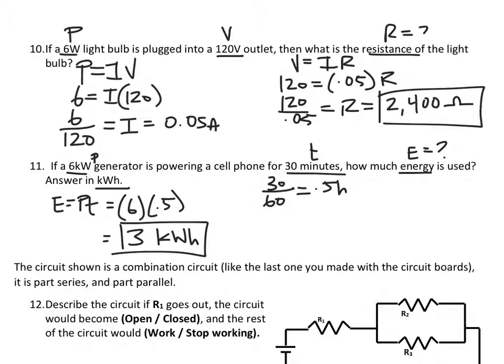Okay, so just be aware that if your answer is to be in kilowatt hours, your power has to be in kilowatts, which it is, and your time needs to be in hours. So to convert minutes to hours, you take the time in minutes divided by 60 minutes that are in an hour, and you get half an hour.